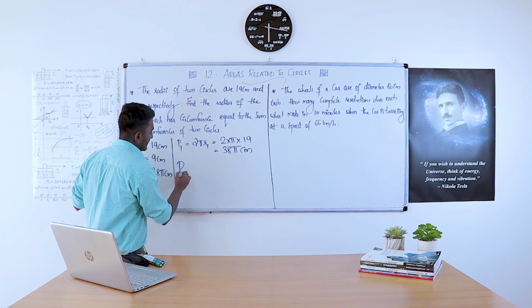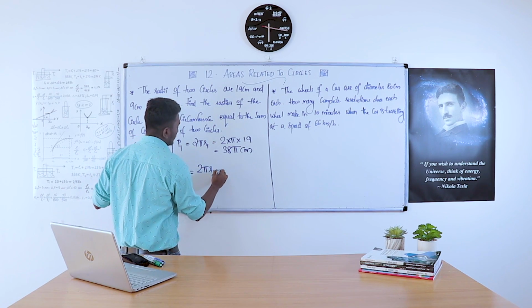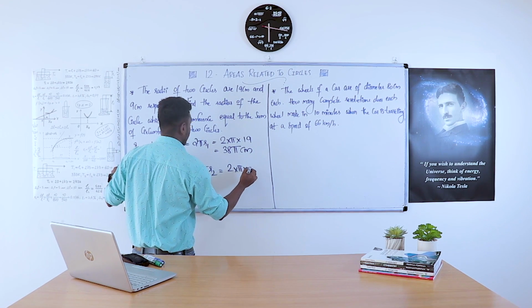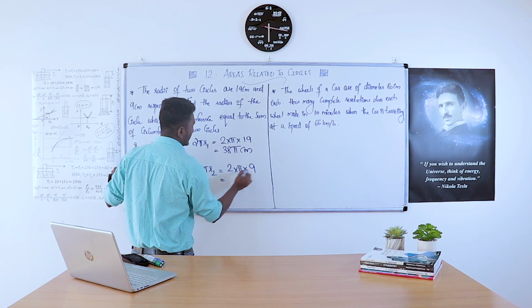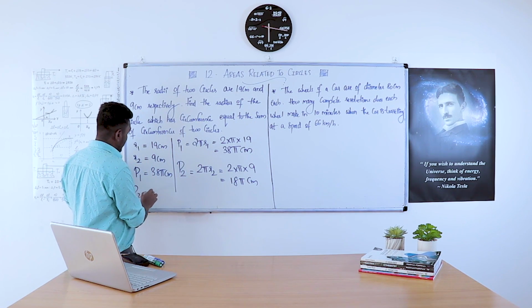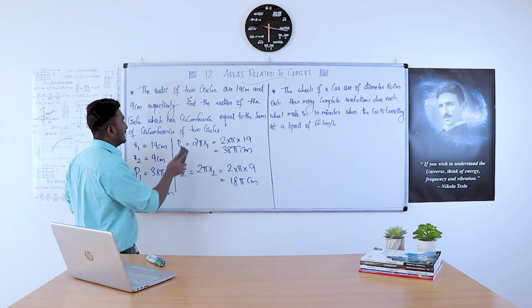Then perimeter of the second circle P2 is equal to 2 pi R2. That is equal to 2 into pi into radius of second circle, which is 9. That is 9 into 2, 18 pi centimeter. So P2 is equal to 18 pi centimeter. We got P1 and P2.